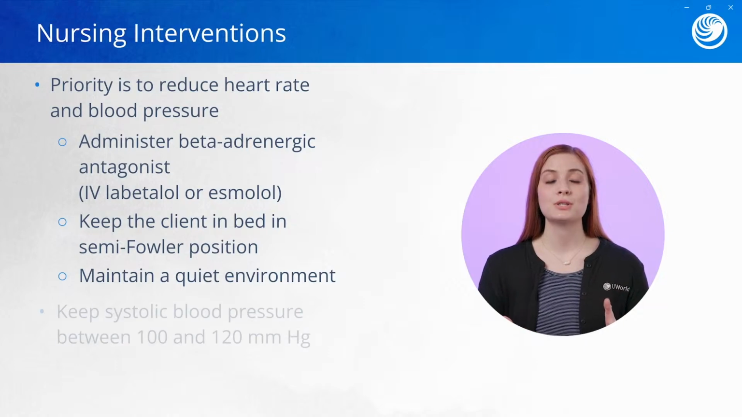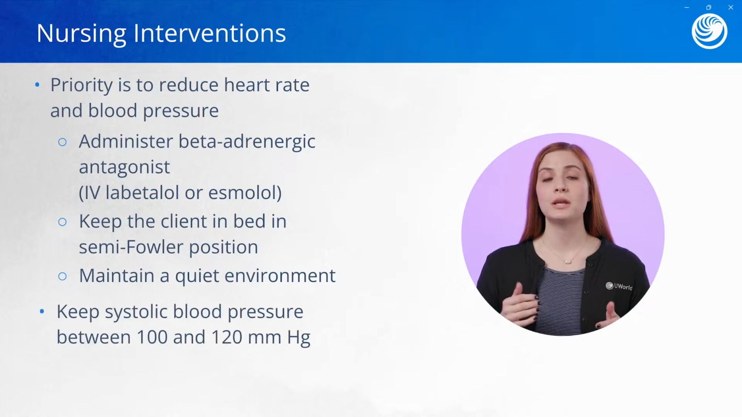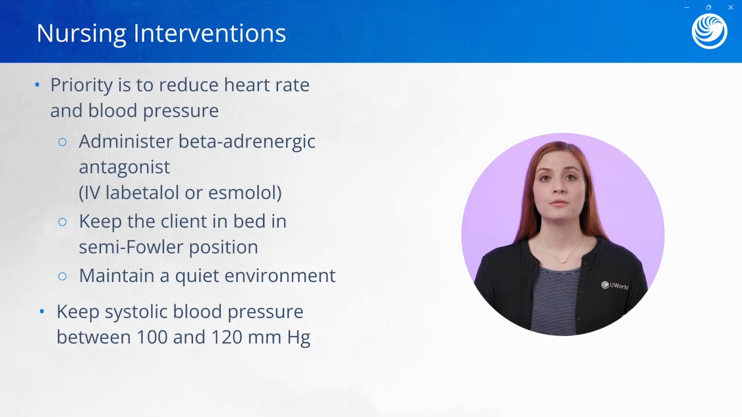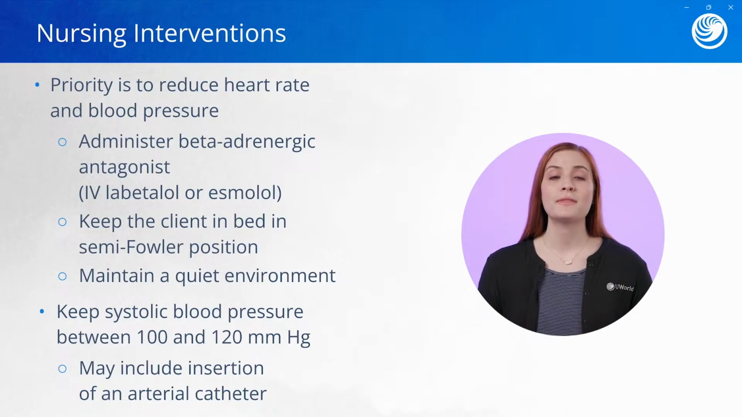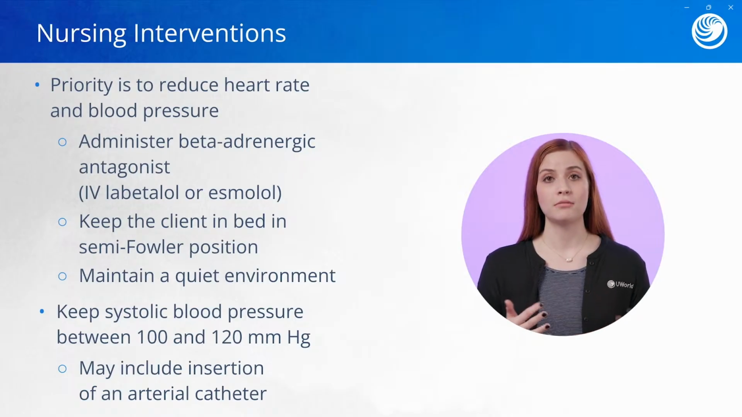Tight blood pressure control is very important for these clients. We want to keep our systolic blood pressure between 100 and 120 millimeters of mercury. If our blood pressure is too low, we're not going to perfuse organs like the kidneys and brain, and if it's too high, we're going to increase our risk of aortic rupture. For many of these clients, an arterial catheter will be inserted for constant blood pressure monitoring. This is most commonly inserted into the radial artery and allows for continuous monitoring of blood pressure rather than using a cuff on the arm.